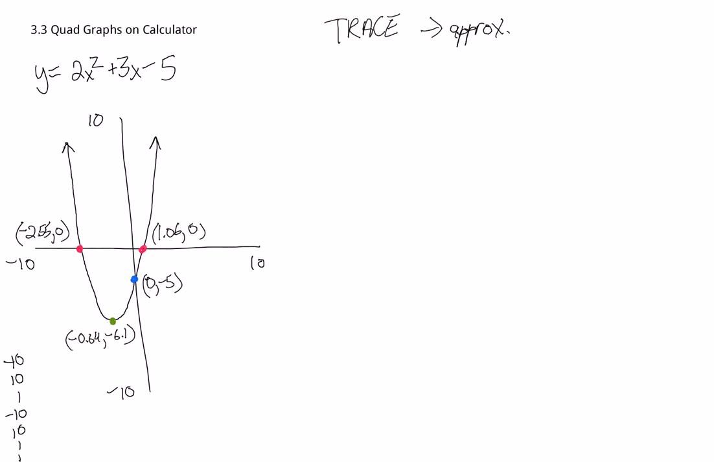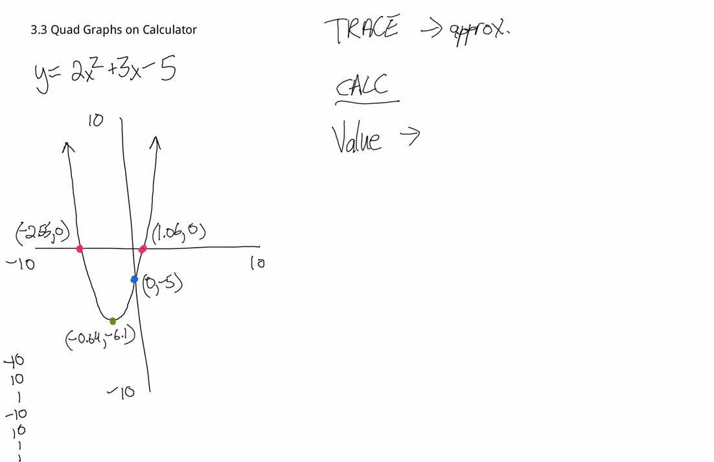But typically we're not going to use trace very often just because it isn't accurate enough. It's giving you the nearest pixel, not necessarily the actual answer. So what we want to do on your calculator is use the calc button. So on your calculator, you want calc, which is right above trace. So you got to go second and then hit calc. And each of those, there's 4 different things. The first 4 that are listed will give us these 4 points. So the first one we're going to do is value.